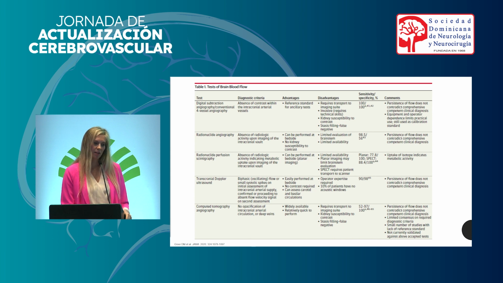So this is just a summary of what the different kinds of ancillary tests are in terms of looking at brain flow. You can see here that DSA, about 100% specificity and sensitivity. When we go down to nuclear perfusion, you get very close to 100 as well.